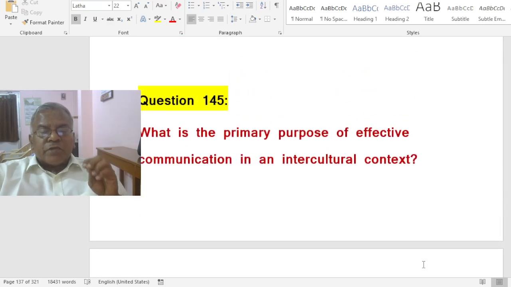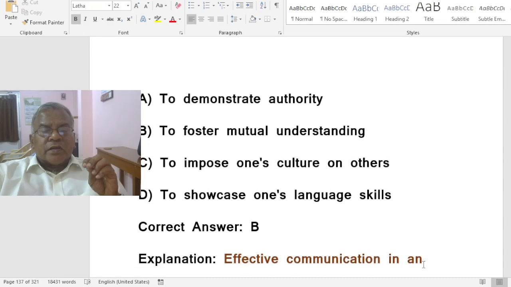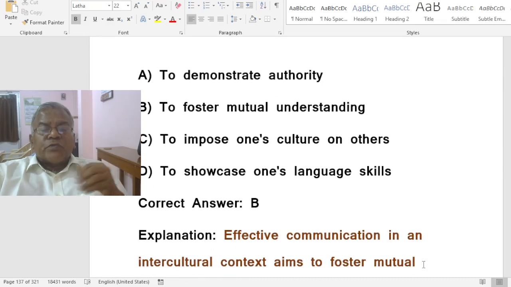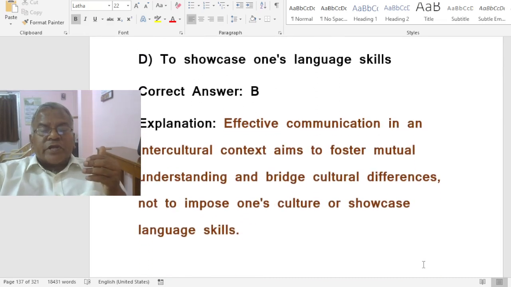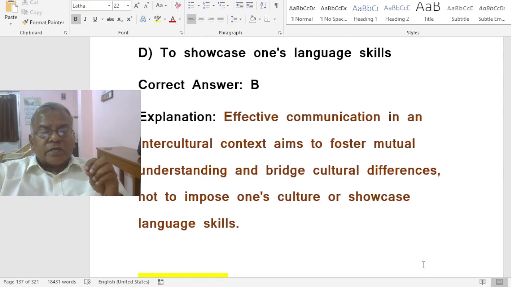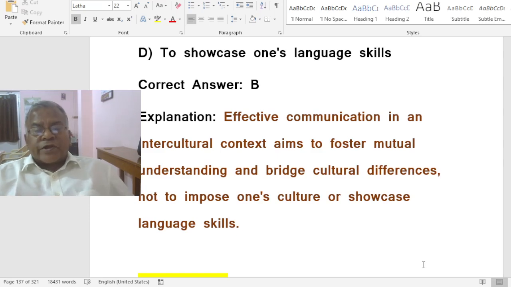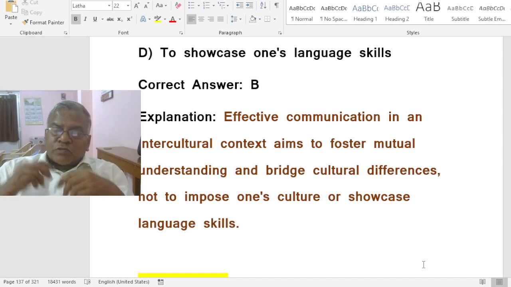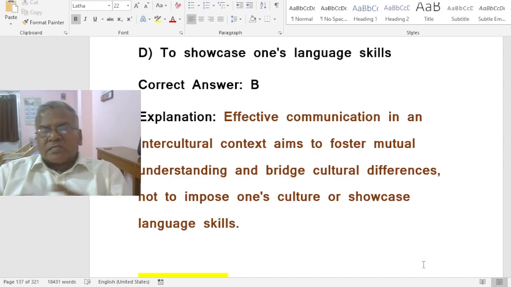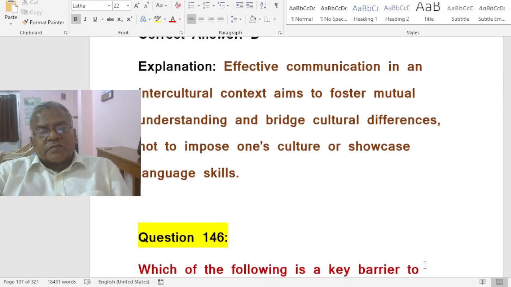So what is the primary purpose of effective communication in an intercultural context? That is to foster mutual understanding. Effective communication in an intercultural context aims to foster mutual understanding and bridge cultural differences, not to impose one's culture or showcase language skills.